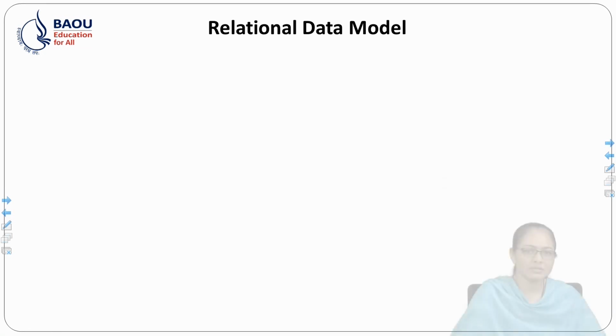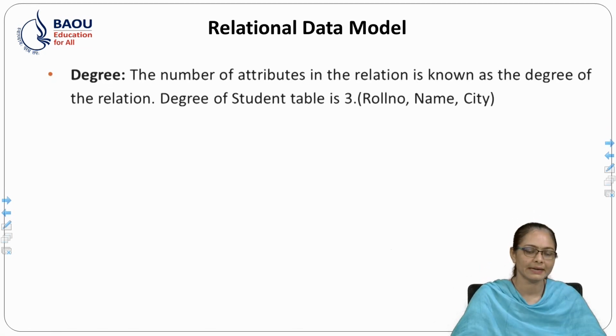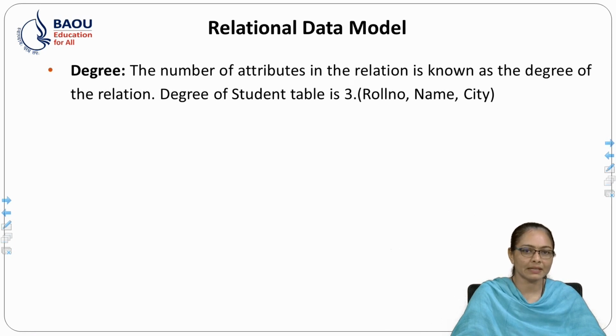The next terminology is the degree. What is the degree? Degree means the number of attributes in the relation is known as the degree of the relation. The number of attributes in a table we can see, for example, like a student table.